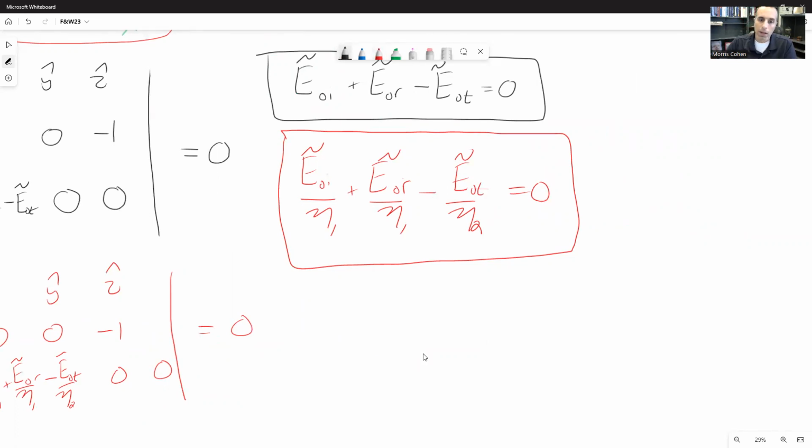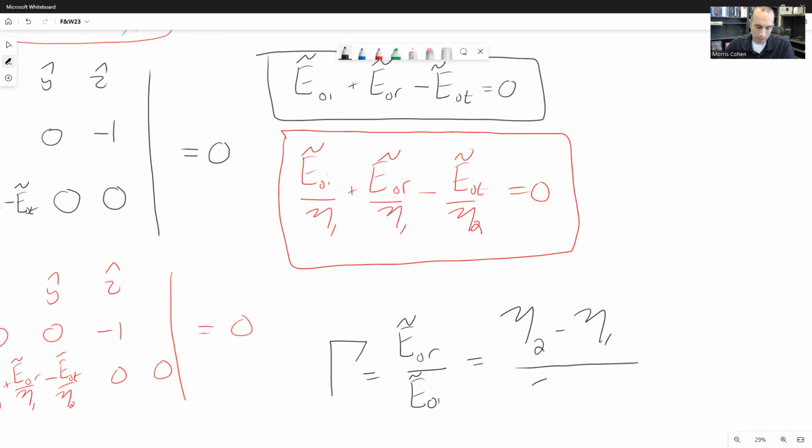And we're going to first define the reflection coefficient gamma as being the ratio of E0R divided by E0I. It's the ratio of what's reflected to what's coming in. That's the reflection coefficient. If you solve these 2 equations, you can rearrange them to figure out what E0R divided by E0I is, and it works out to be the following, and this should look familiar. It's going to be eta 2 minus eta 1 divided by eta 2 plus eta 1.